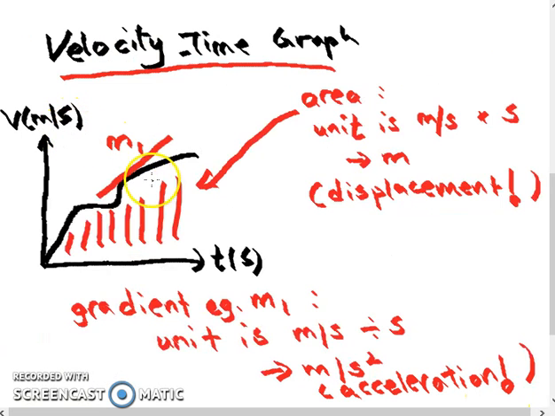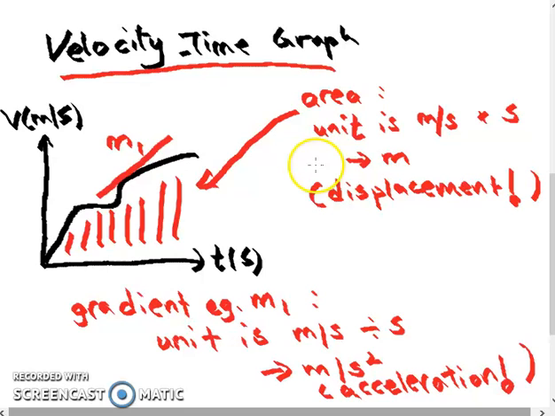Now let's move on to the velocity time graph. So on the left, you have a velocity time graph. What's the significance of the area under the curve and the gradient? So first, area under the curve. What does the area under the curve represent?